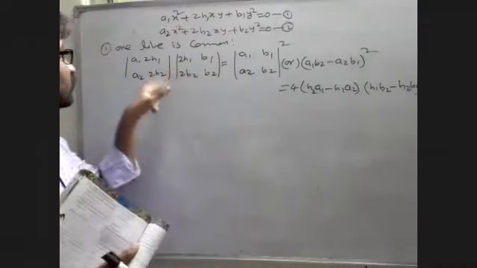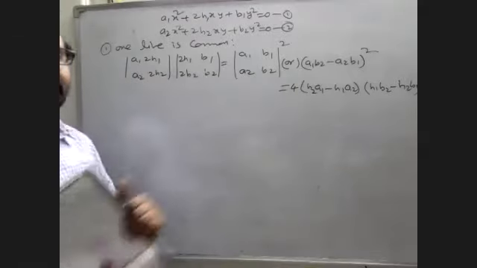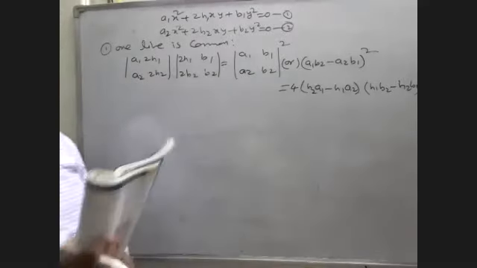Okay. First take 2 common, 2 to the 4 outside. That is, if one line is common for two pair of lines.